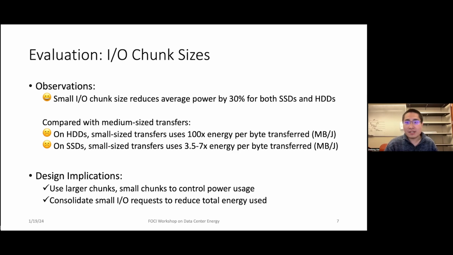Another thing that we have control over in the storage system is the I/O chunk sizes, which we write to the storage devices. Our observations are as follows. Small I/O chunk sizes can reduce average power during the I/O by 30%. But compared with medium-sized transfers, the small-size transfers take much longer to transfer the same amount of data. So on HDDs, the small-size transfers use 100 times more power per byte transferred, and on SSDs, a similar trend of 3.5 or 7 times more energy used.